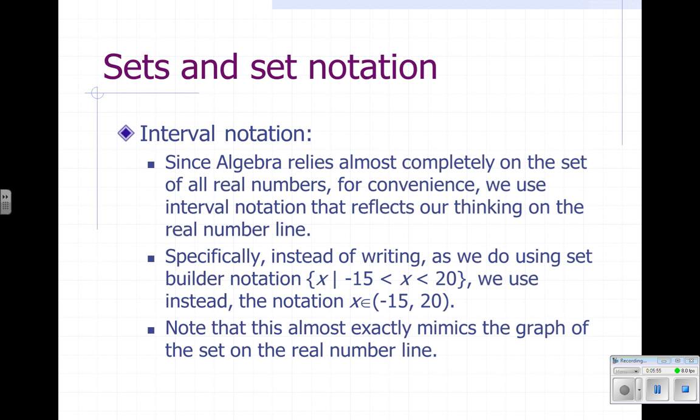And look how this almost exactly mimics what we would see on the number line. On the number line, we would be putting a round bracket at negative 15 facing to the right and a round bracket facing to the left at 20. Negative 15 is one endpoint, 20 is the other endpoint. And since we're filling in all real numbers in between, we're going to assume that when we see this notation, that's exactly what we mean: the set of all real numbers on the continuous line from negative 15 to 20.